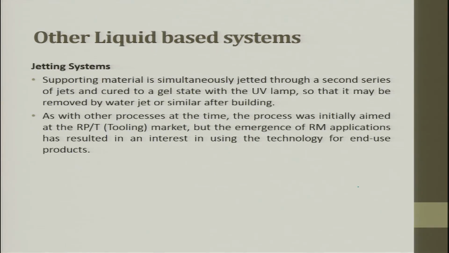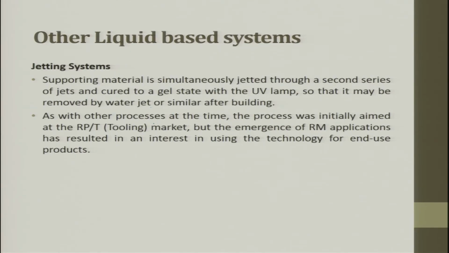Jetting system is another system. Supporting material is simultaneously jetted through a secondary series of jets and cured to a gel state with a UV lamp, so that it may be removed by water jet or similarly after building. You can also use reaction based removal. For example, you can use some solvents which can dissolve the material.